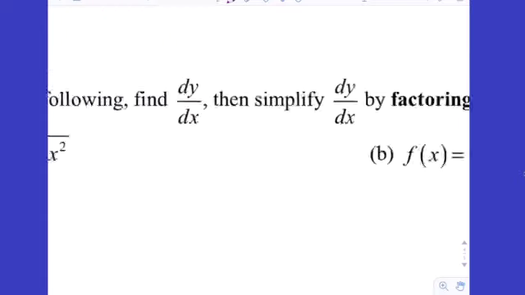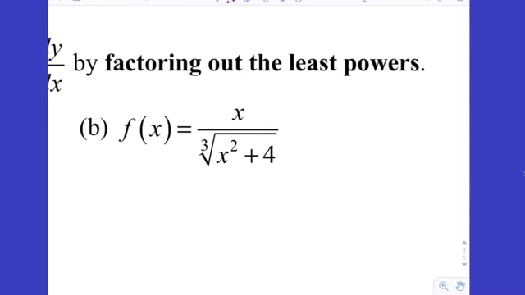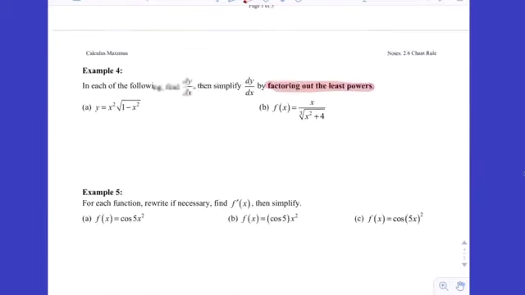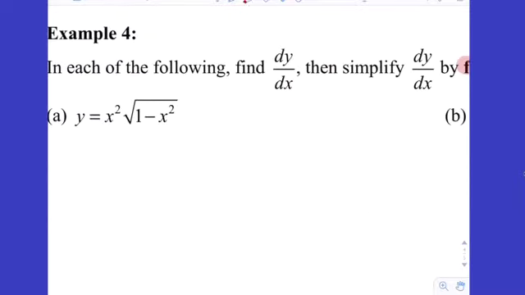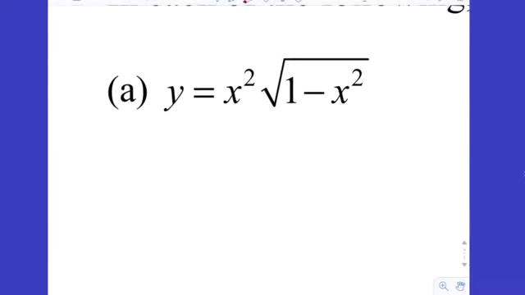In each of the following, find dy dx, and then simplify dy dx by factoring out least powers. I think we've done this year already, haven't we, factoring out least powers? This is factoring out when you have fractional exponents and not integer exponents. It's a lot more fun. Okay, but first things first, we got to find dy dx. All right, what do you want to do with this function before we even start that?